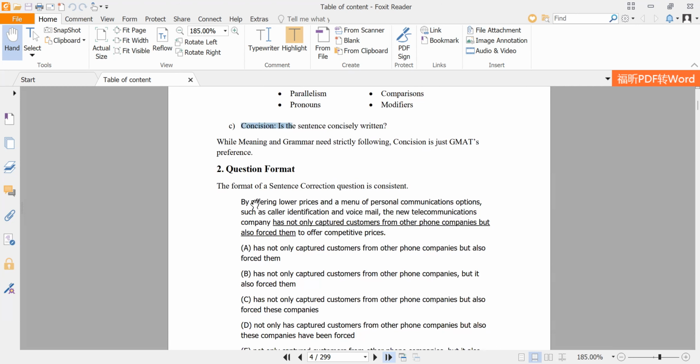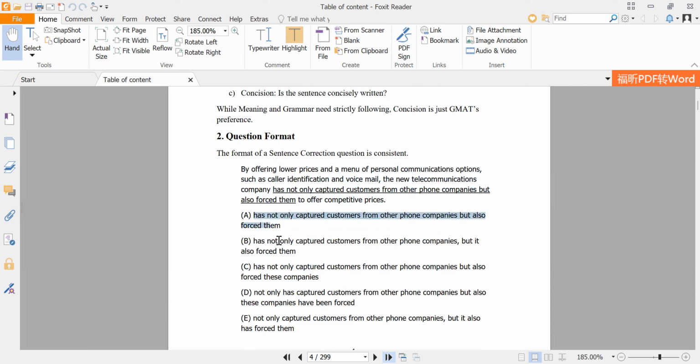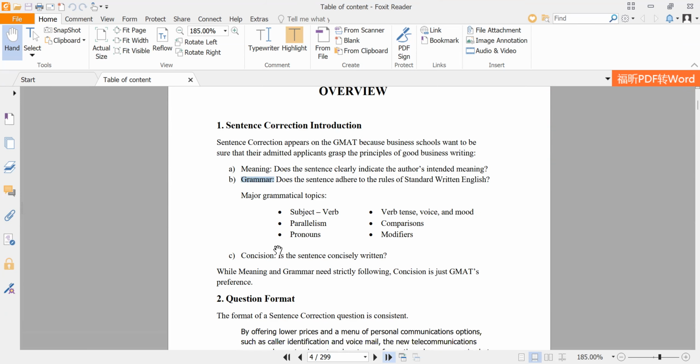All right, so now let's take a look at an example of a sentence correction question. They're going to give you a sentence, and there's going to be a portion that is underlined. Sometimes the entire sentence is underlined. We're going to look at the 5 answer choices and find the one that best replaces the underlined part. Best replace as in meeting the meaning criterion, the grammar criterion, and after those two, maybe the most concise one.